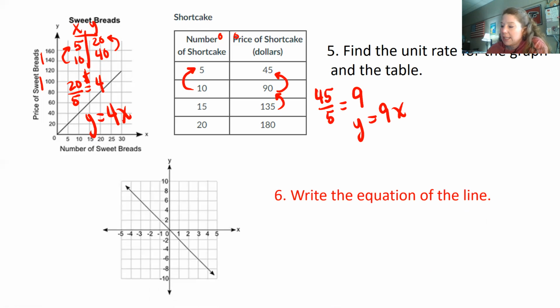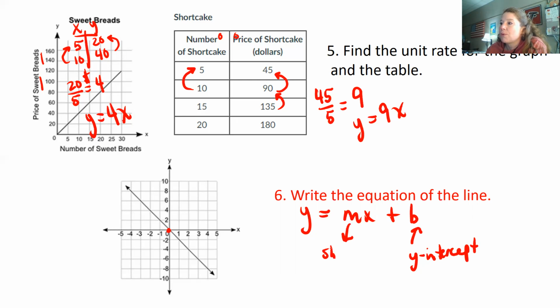Write the equation of the line. Well, the first thing we want to do is figure out what our y-intercept is. So equations are written in y equals mx plus b. B is your y-intercept. Where does it intersect the y-axis? And your m is your slope. Slope, and remember we always write slope as rise over run. So we know our y-intercept is 0.